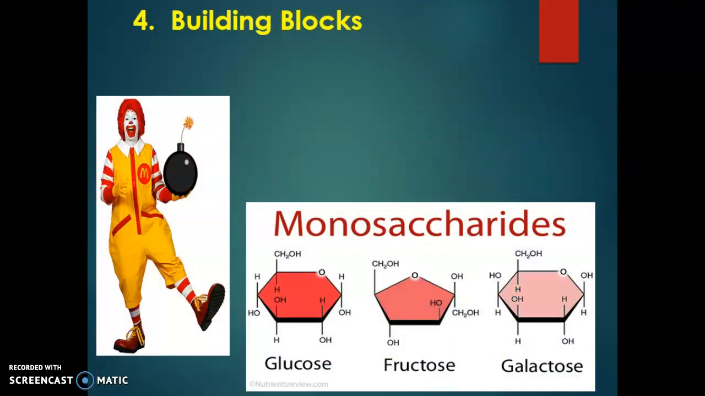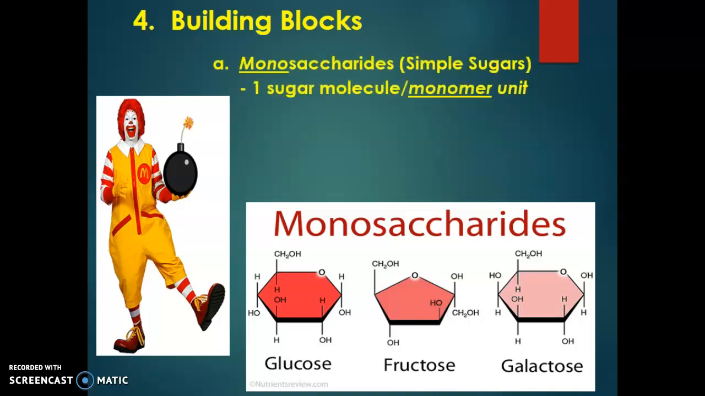Now, those elements, your CHO, are going to make up some building blocks, and these are what we're going to use to build any larger type of carbohydrate moving forward. So the building blocks ultimately of any larger carbohydrate are what we call monosaccharides, or simple sugars is another word. Mono means one. So we're looking at one individual ring or sugar molecule, a monomer unit.